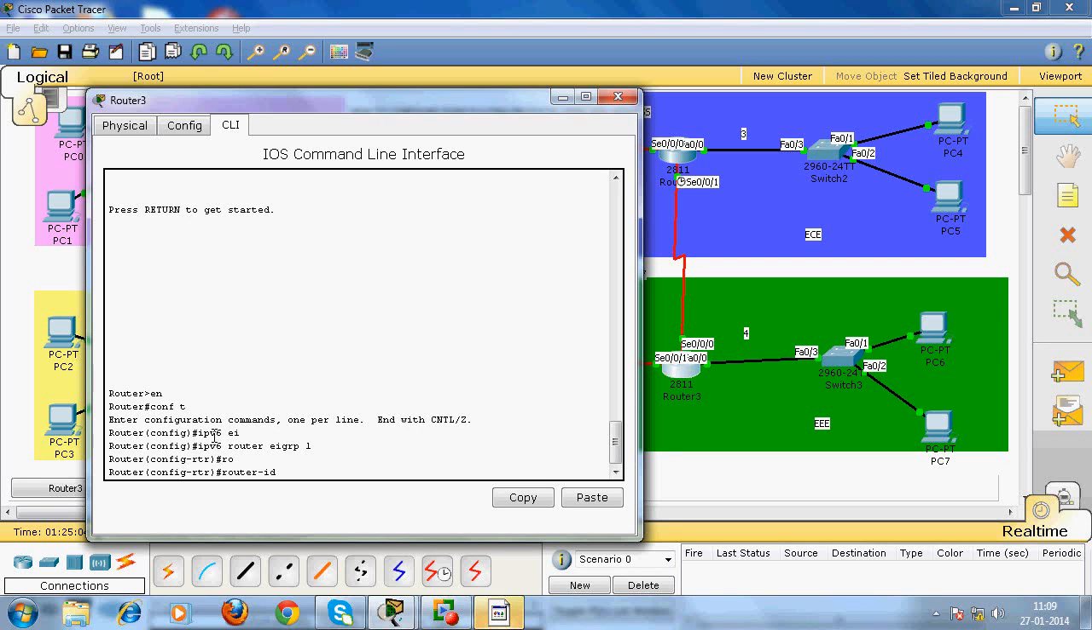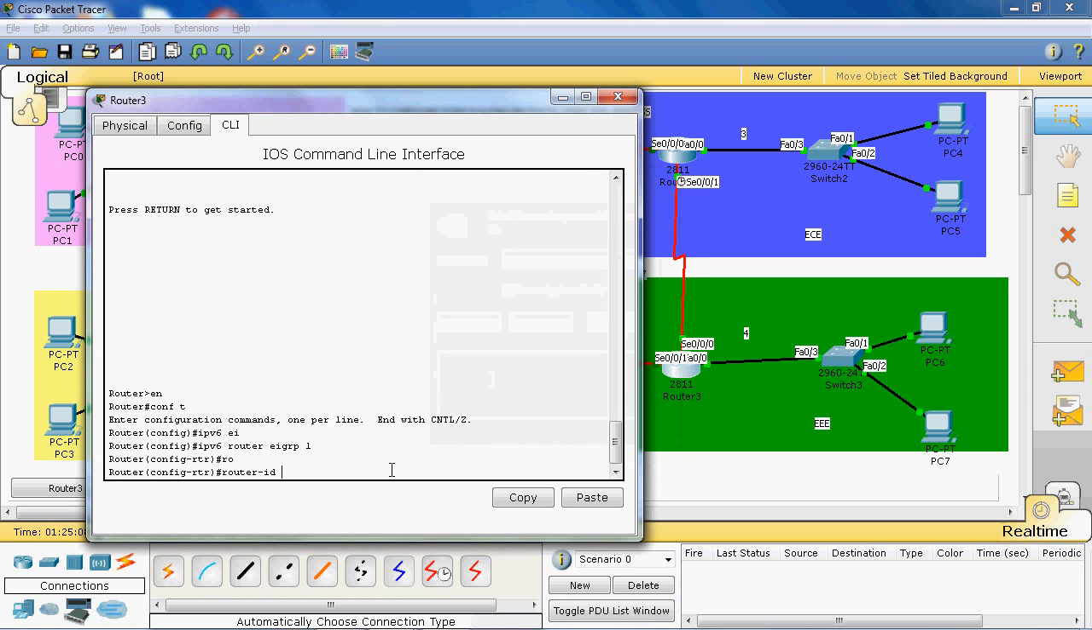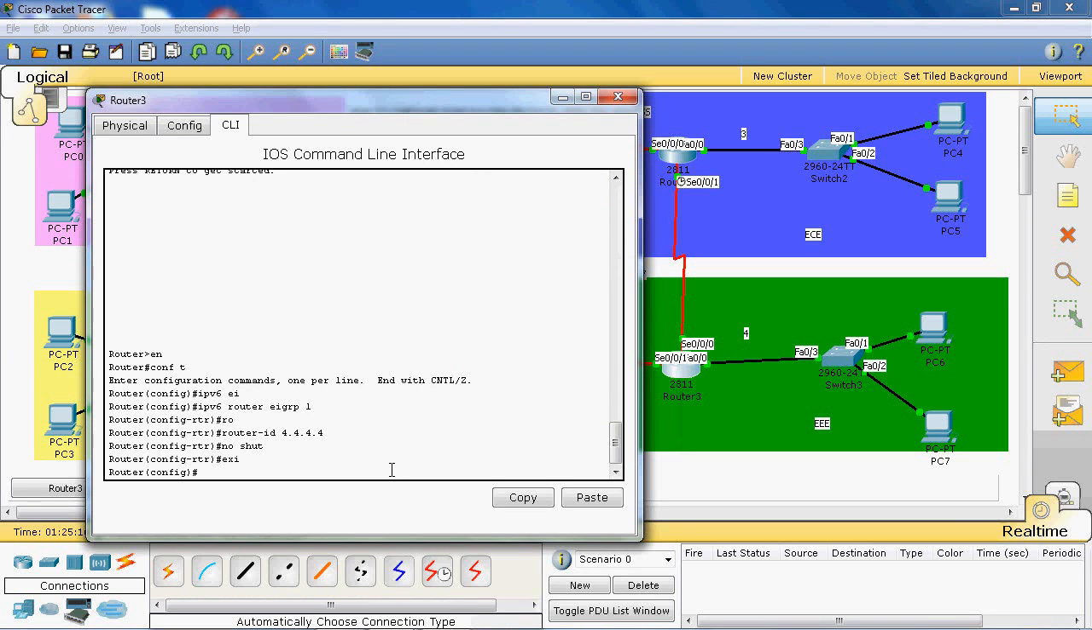So router-id. The router ID is a 32-bit address. So here I will assign 4.4.4.4, no shutdown to enable this protocol, exit. Okay, now we have configured the EIGRP routing protocol. On the directly connected interfaces we can enable the EIGRP routing protocol. First of all we go to interface FastEthernet 0/0.